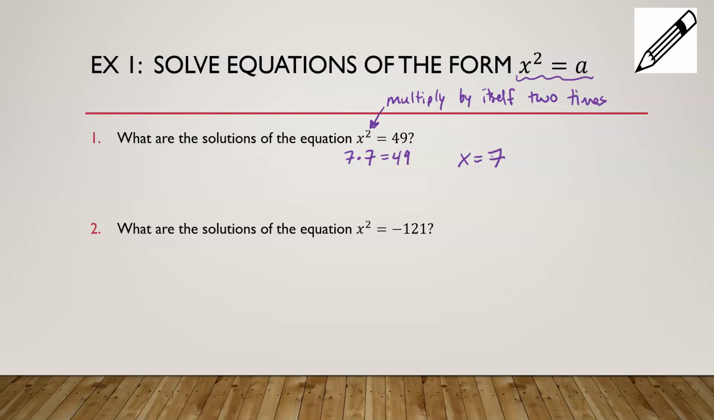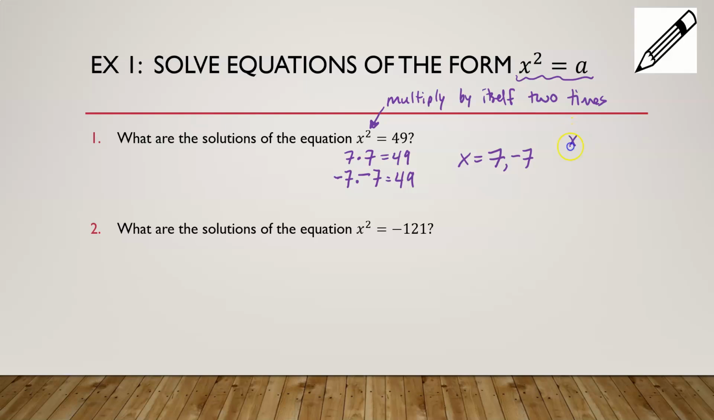But here's where we have to be careful. When we're talking about a square, multiplying something by itself, we have to remember that two negatives times each other also equal a positive. So isn't it true that if I do negative 7 times negative 7, I also get 49? Because a negative times a negative is positive. So for these problems, you are actually going to get two solutions, a positive and a negative.